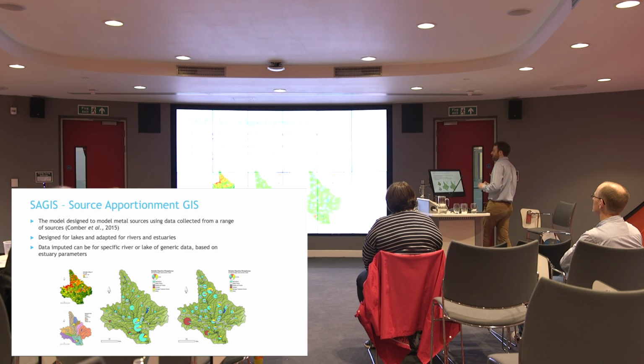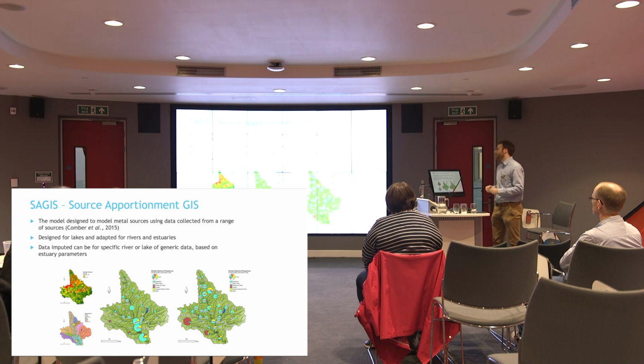Another model that has been used in a limited amount in this study is the SAGIS source-supported GIS model. This model gives you very nice output, but what it does is model the main sources into the estuary environment. So you tell it the length of the estuary, etc., and what sources you want to go into the estuary, and it will then model them and give you an output graph or map like this.